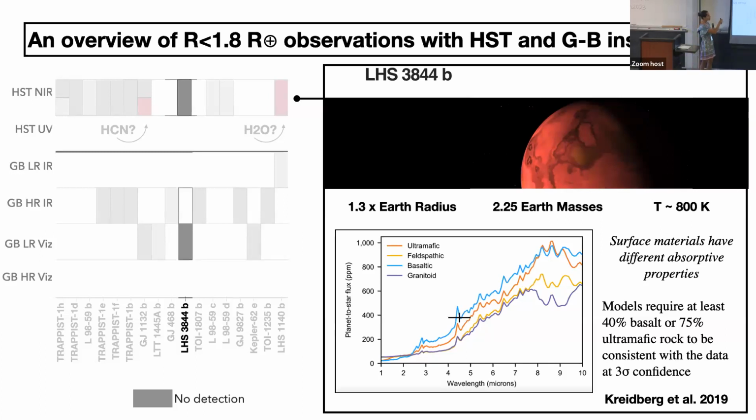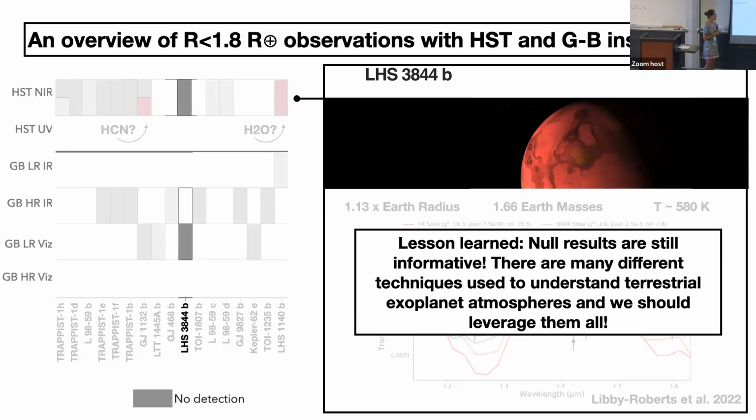And so looking at these spectra, the authors were able to put a confidence at 3 sigma that the surface is maybe made of some combination of basalt and ultramafic rock, which is similar to what you see on Mercury. And so the lesson learned here is null results are still very informative. And also there are many different techniques that we can use to understand terrestrial exoplanet atmospheres. And we really need to be using them all to give us all of this nice context for what the atmospheres of these planets are really telling us.